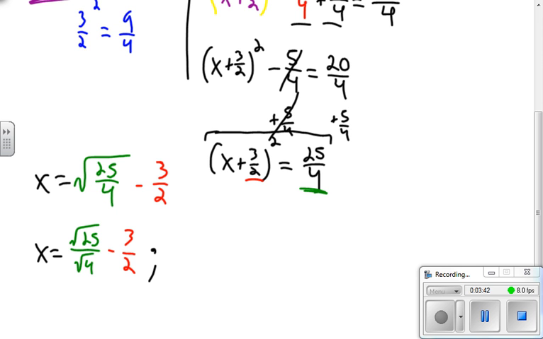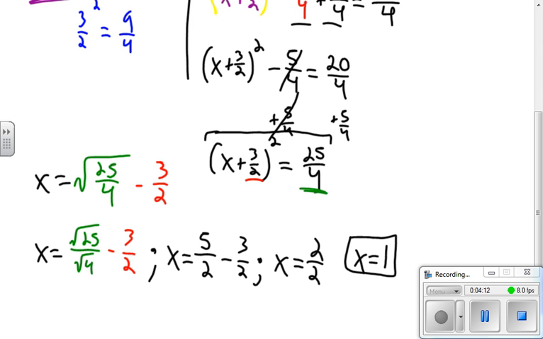From here, we can solve that out and say square root of 25 is 5, square root of 4 is 2, and still minus our 3 halves. So x equals 5 halves minus 3 halves, which we can simplify even more. Well, 5 minus 3 is 2 halves, which again we can simplify more and just say x equals 1.